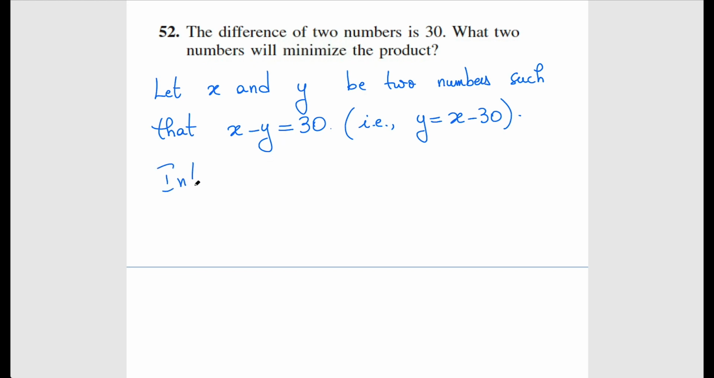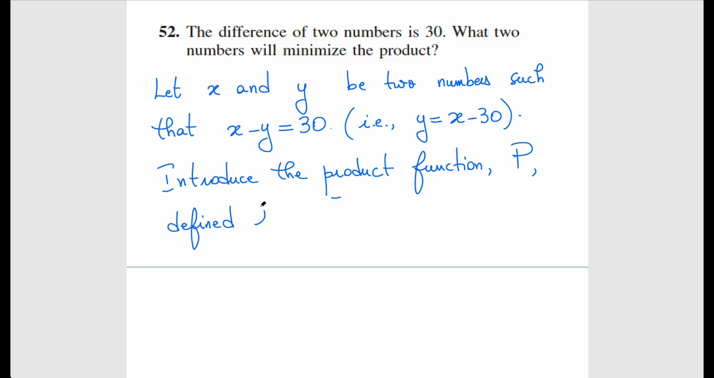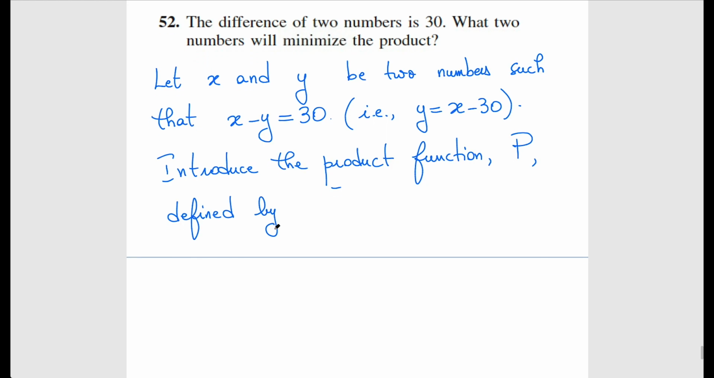So introduce the product function, and let's label it as, let's say, P for product. So the product function P is defined as follows. The product function P is going to be the product between x and y, right? Those two numbers so that their difference is 30. Okay? So the function P is x times y.